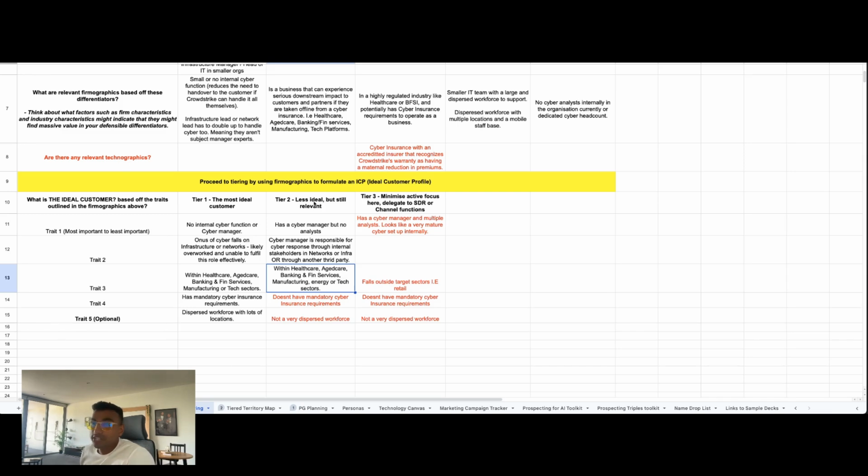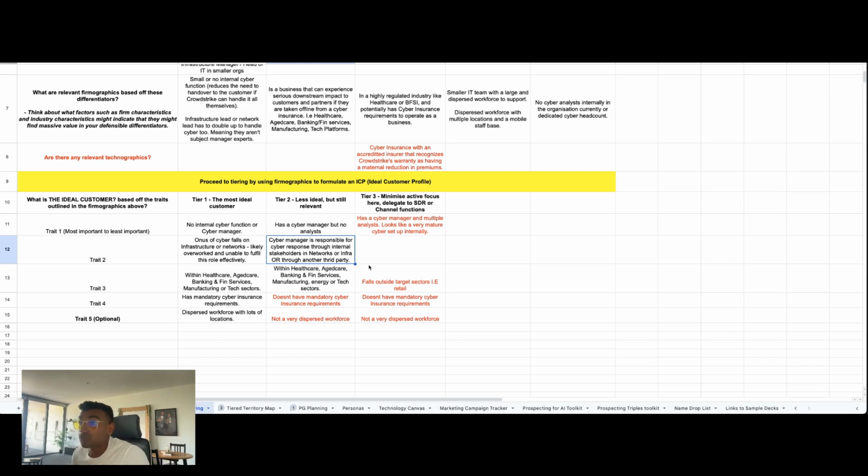So in terms of tier 2s, they're less ideal but still relevant. Here are the traits that are important. I basically said if they had a cyber manager but no analysts, so they didn't have much of a team, but they did have someone that looked after cyber, that probably told me that they were either reliant on a managed services provider, and at the time, most local managed services providers were pretty crap. I'm sorry if you work for a managed services provider, you do security services, but at the time, CrowdStrike just had such a mature service. It was just better than anything that any local provider could offer. So that was an indication for me.